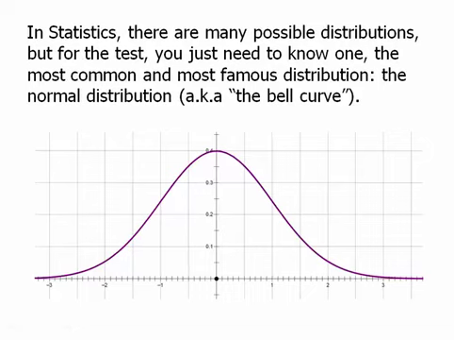And so in statistics, there are many possible distributions, but for the test, you need to know just one. The most common and most famous distribution in the whole world, the normal distribution. Sometimes it's called the Gaussian. That's a more mathematical term. The common term is just the bell curve. I'll be calling it the normal distribution. And so if we imagine really, really skinny bars, what we have here is a lot of people right in the center, and then it drops off sharply, and then we just have some rarities out toward the edges.